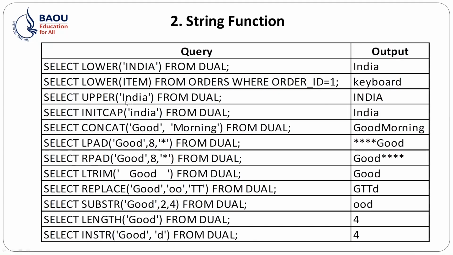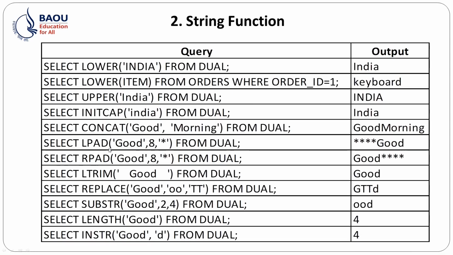Upper is used to display in uppercase. Initcap displays the initial capital letter, with the rest in small letters, so the I in India is an uppercase letter. Concat means it combines both strings, good and morning, together. Good morning is then a single string, from these two different strings.